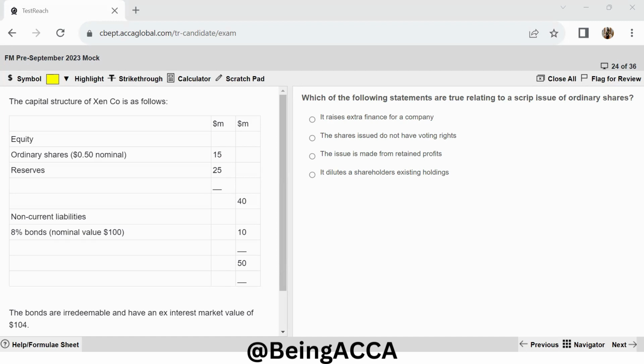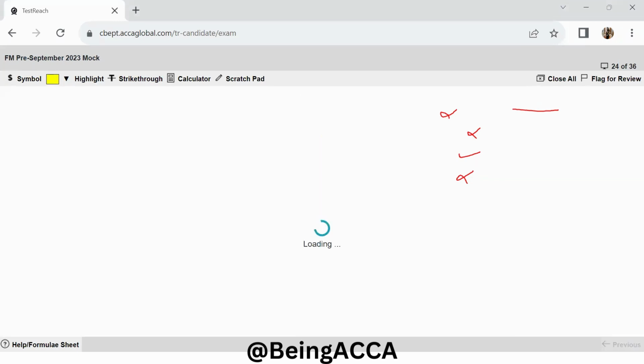So let's eliminate our options first of all. It raises extra finance for the company? No. The shares issued do not have any voting rights. This is also false. They have the same voting rights as ordinary shares. The issue is made from retained profits. Yes, definitely. It dilutes a shareholder's existing holdings. No, it will not dilute, because the shares that you are issuing in a scrip issue or a bonus issue will be in the proportion of the existing shareholding. So this will not dilute your existing holdings. So that is why option C is my right answer. I will move on to the next one.